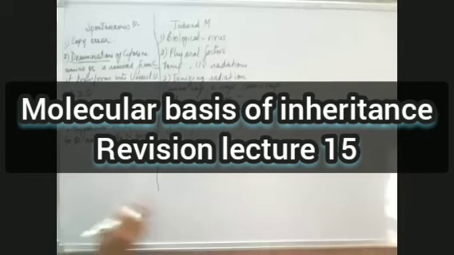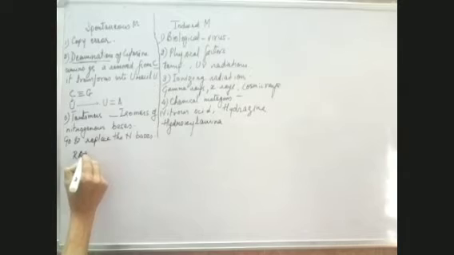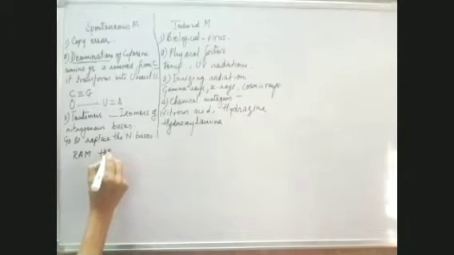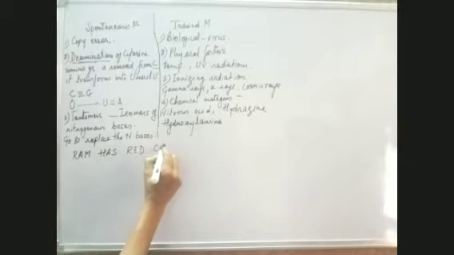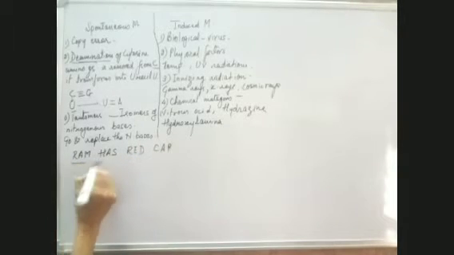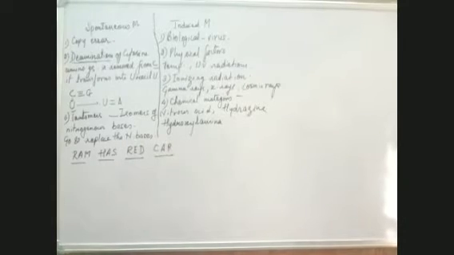Sentence: Ram has red cap. This is a sentence in which all the triplet codons are present. Ram is a triplet codon, has, red, cap. It makes sense. That means the protein synthesized is required for the body. Okay, this makes sense.